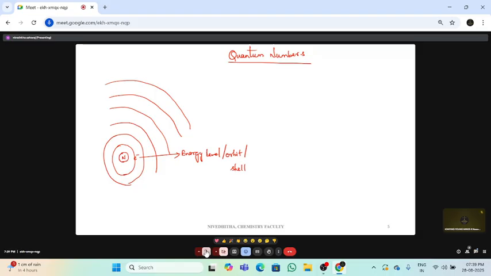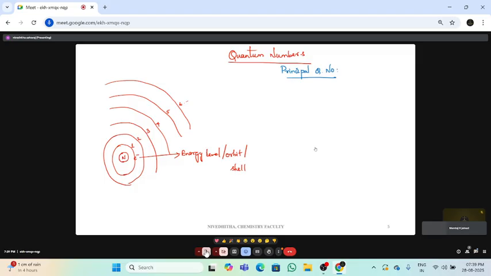The energy level closest to the nucleus is considered the first shell. This is the second shell. This is the third shell. This is the fourth shell. This is the fifth shell. And this is the sixth shell. So this goes on. Here I am giving a number to each shell, right? And this number is called the principal quantum number.